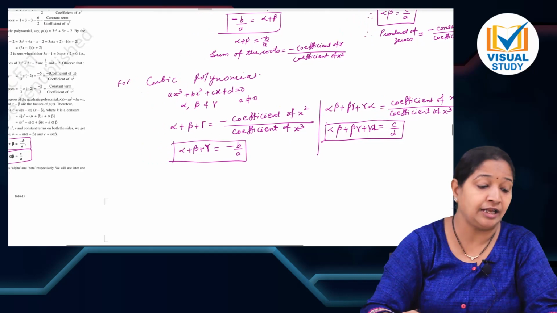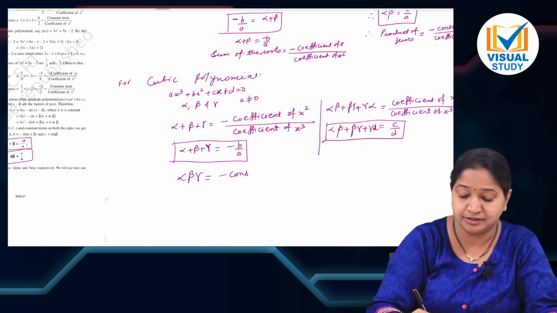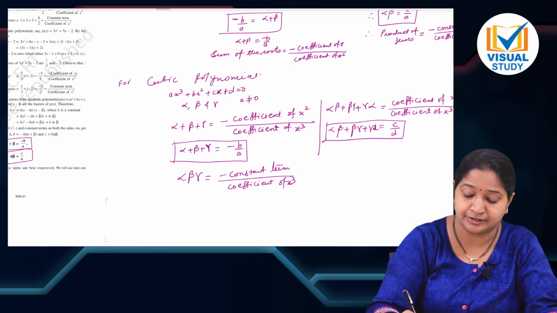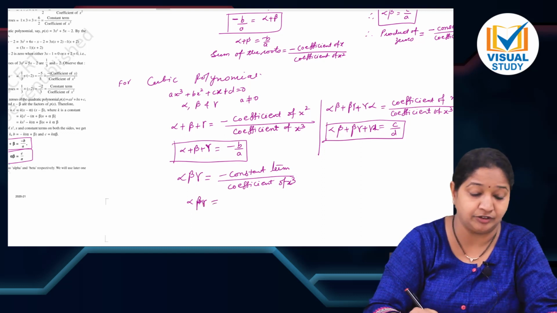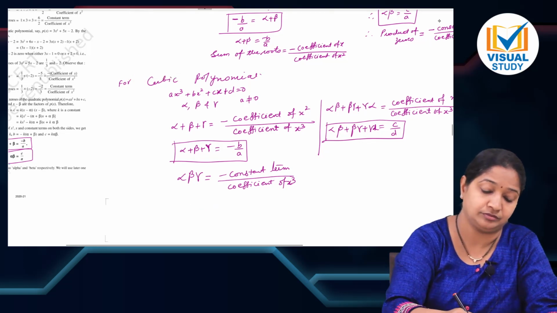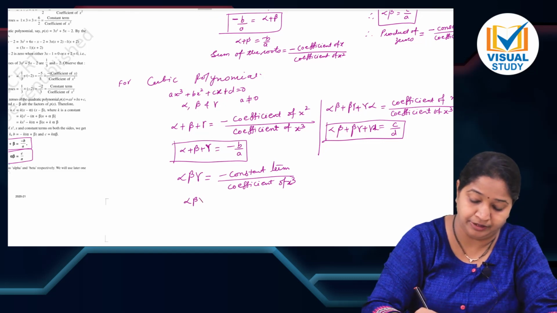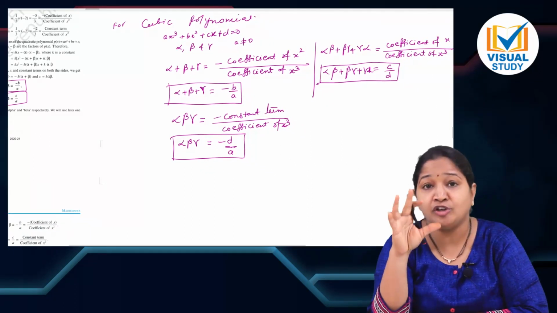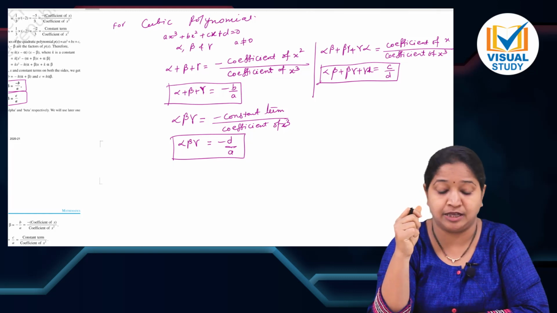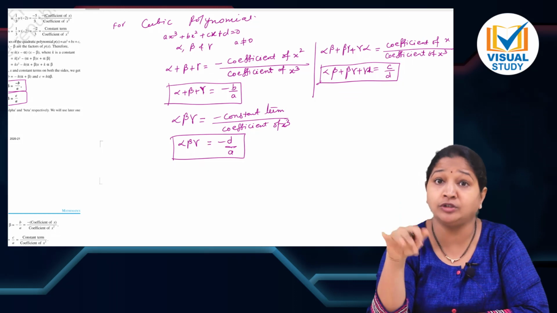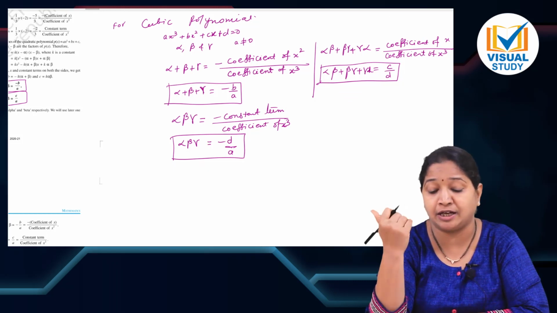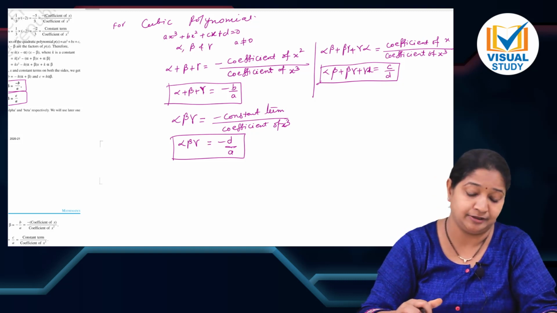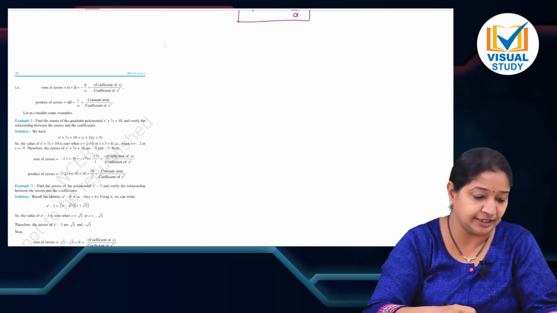Now the remaining is alpha, beta and gamma. That is the minus constant term upon coefficient of x cube. That is alpha beta gamma is equal to minus d upon a. When you have a cubic polynomial, alpha plus beta plus gamma is equal to minus b upon a. Then alpha beta plus beta gamma plus gamma alpha is c upon a. And alpha beta gamma, the product, is equal to minus d upon a. They have given us the examples.